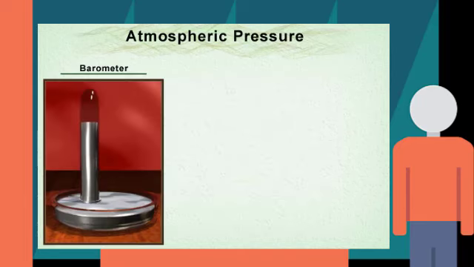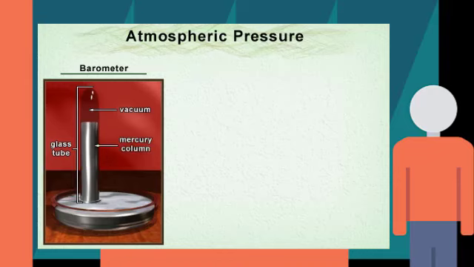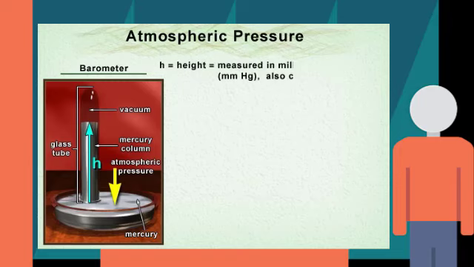Atmospheric pressure is measured with a barometer. A simple barometer, like the one seen on your screen, consists of a glass tube sealed at one end, filled with mercury and turned upside down onto a dish of mercury. The atmospheric pressure pushes down on the mercury and causes the mercury to rise into the glass tube. The height of the mercury, measured in millimeters of mercury, indicates atmospheric pressure. The units millimeters of mercury are also called torr, named after Evangelista Torricelli, who invented the mercury barometer in 1643.